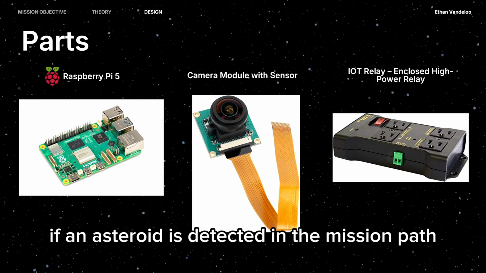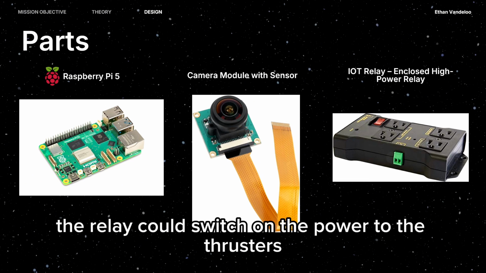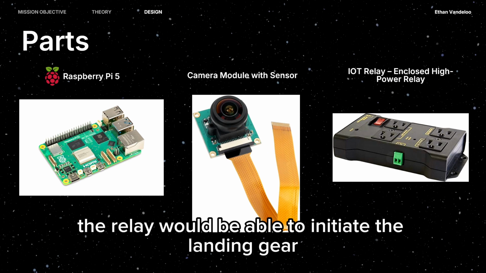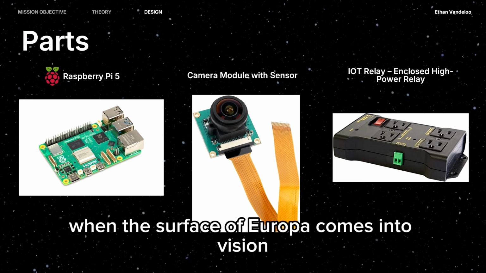For example, if an asteroid is detected in the mission path, the relay could switch on the power to the thrusters, maneuvering out of the asteroid's path. Likewise, the relay would be able to initiate the landing gear when the surface of Europa comes into vision.